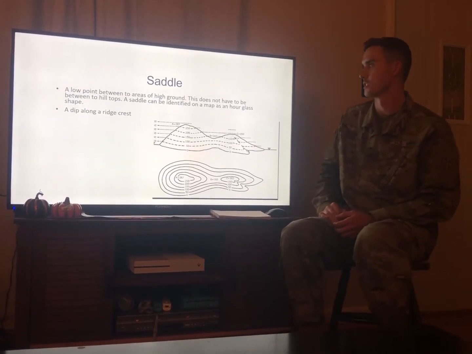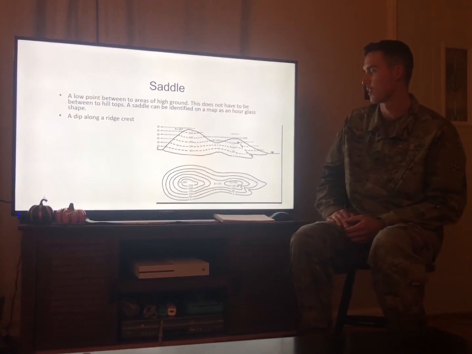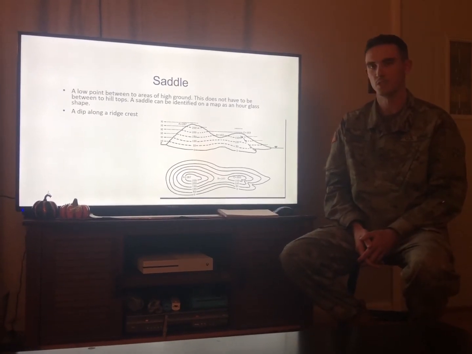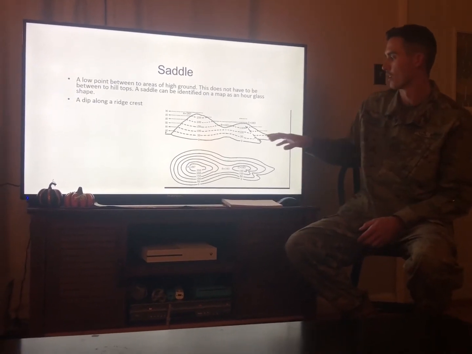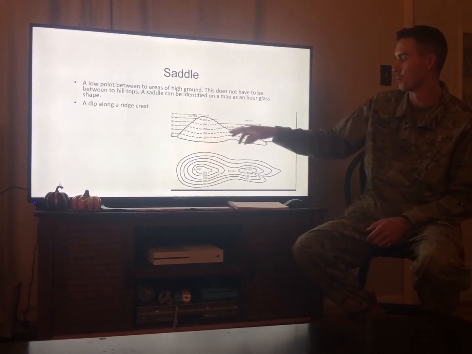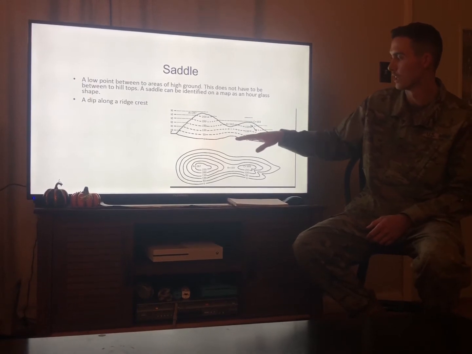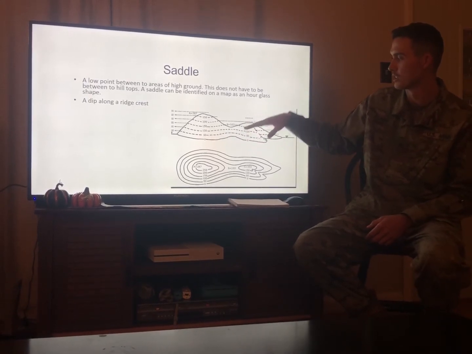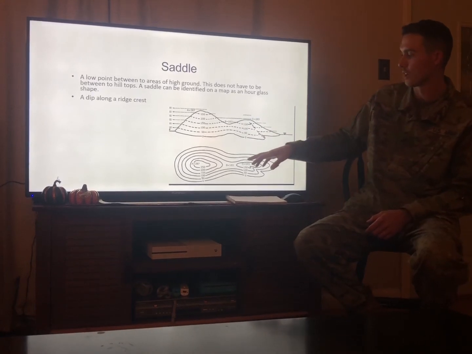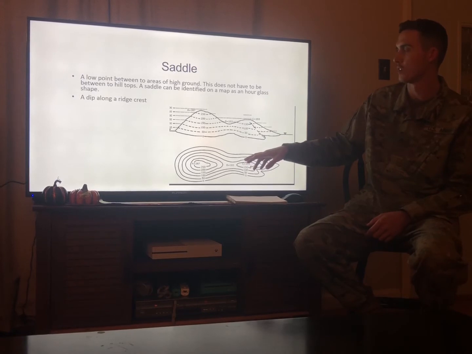The next feature is a saddle. It's a low point between 2 areas of high ground. It doesn't necessarily have to be between 2 hills. As you can see in this picture, there are just 2 areas of high ground, and the middle part doesn't sink all the way back down to the level ground. It's just a slight dip, and you can tell by the hourglass formation of the contour lines, the saddle on a military map.